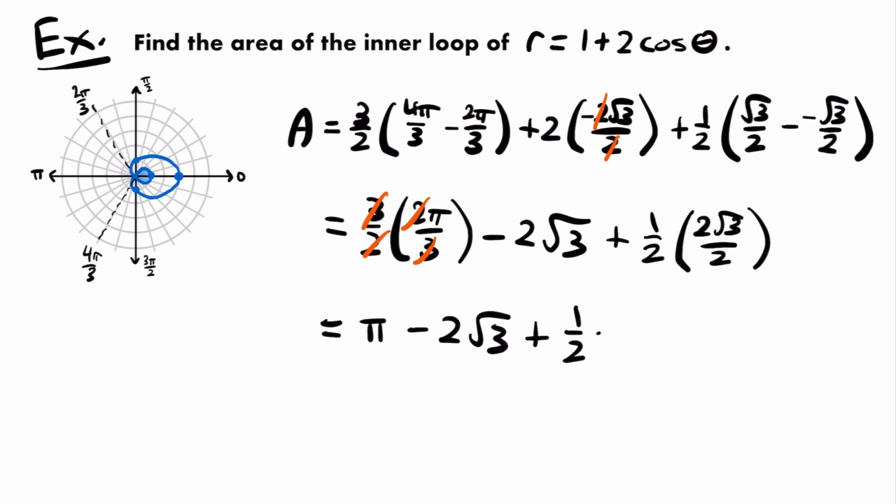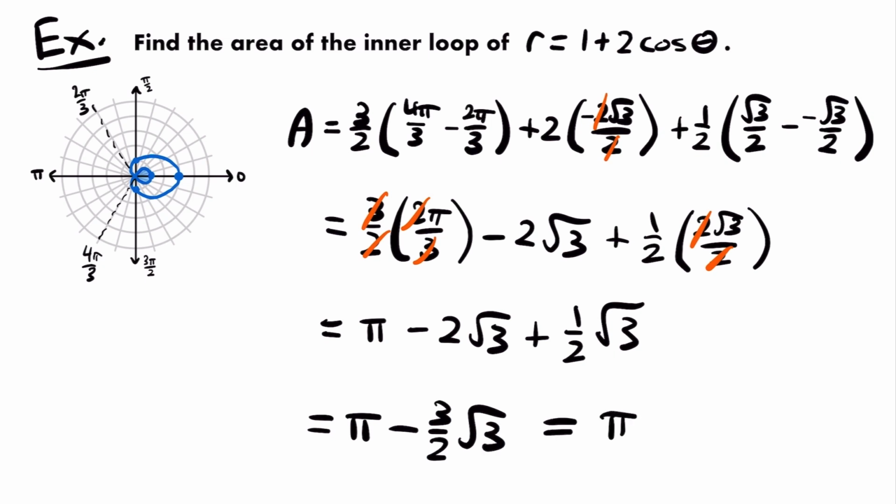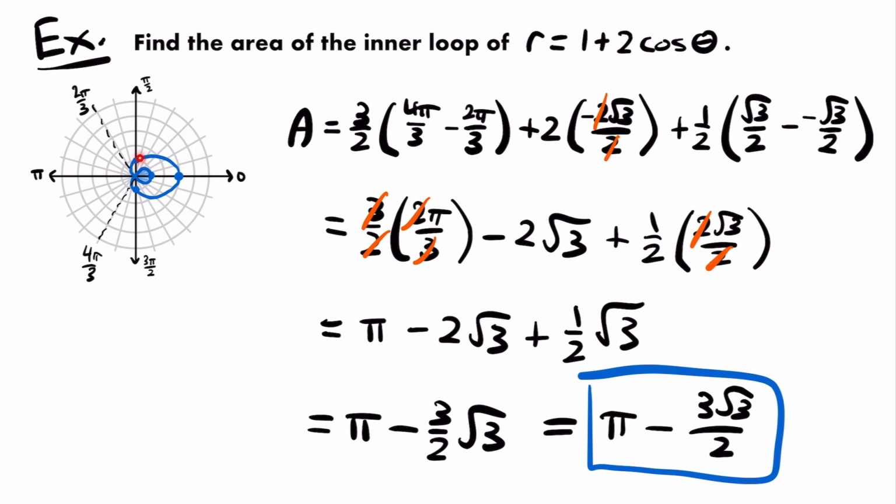1/2 times 2 square roots of 3 divided by 2, but those 2's are going to cancel out. 2 divided by 2 is 1, so we have 1/2 times the square root of 3. All right, and then finally, negative 2 square roots of 3 and positive 1/2 square root of 3. If we add those two terms together, negative 2 plus 1/2 is negative 3/2. So this is equal to pi minus 3/2 times the square root of 3, which you could rewrite to be pi minus 3 square roots of 3 divided by 2. And that is the area within the inner loop of this polar curve represented by this polar equation.